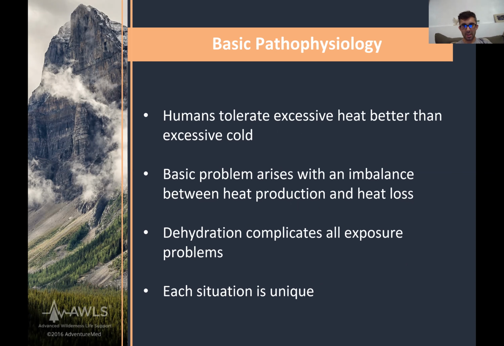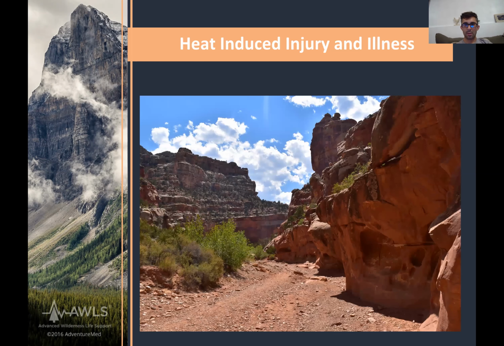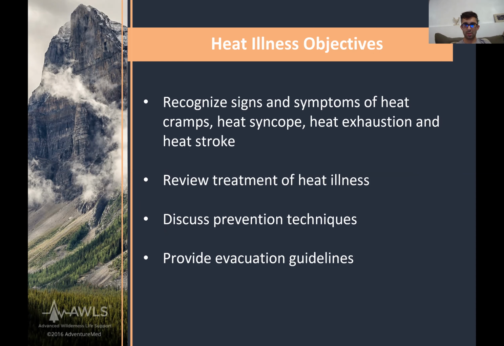Overall pathophysiology is that our species tolerates heat much better than cold. The overall problems arise when there's an imbalance between heat production and heat loss, and dehydration complicates this significantly. Each patient, each case is unique. So we're going to start off here primarily with heat illness. Objectives are recognizing signs and symptoms of heat cramps, heat syncope, exhaustion, and heat stroke. We're going to review treatment of heat illness, discuss prevention techniques, and guidelines on when to evacuate.